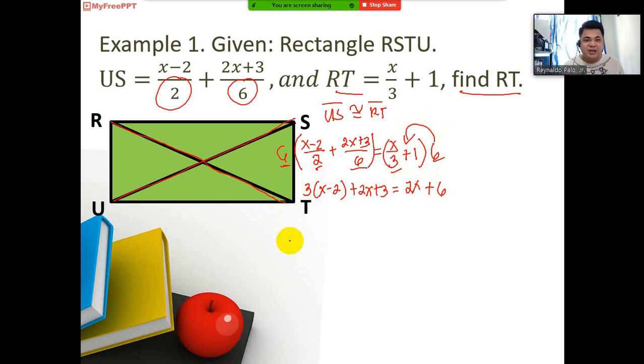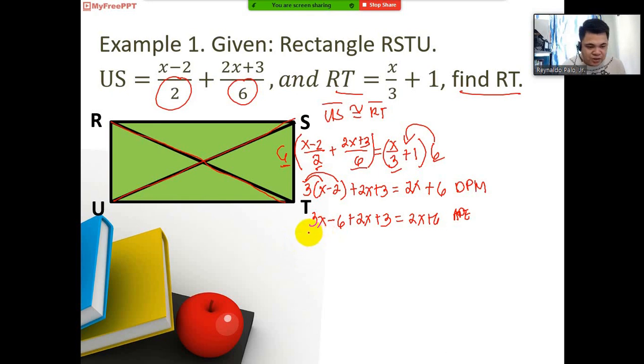Then the next thing is to simplify 3 times (x minus 2). We will just distribute 3. 3 times x is 3x. Then 3 times negative 2 is negative 6, plus 2x plus 3, equals 2x plus 6. What did we just apply? We applied the distributive property of multiplication. And then in this case, we will be applying the addition property of equality so that we will be able to combine the similar terms.